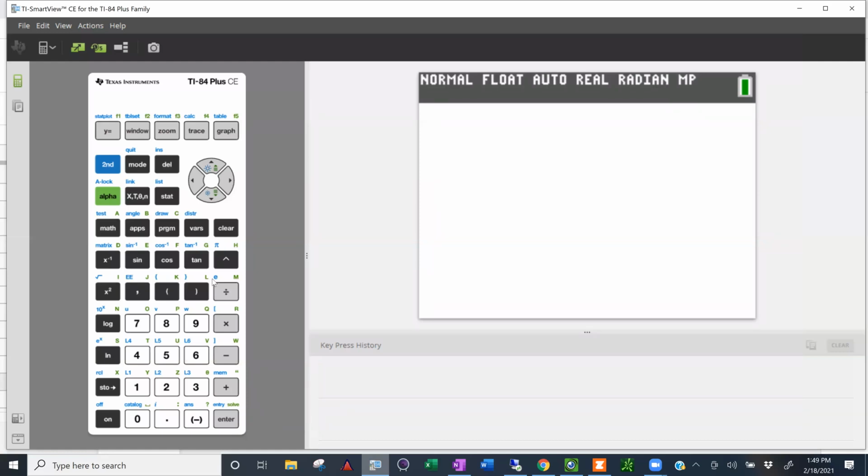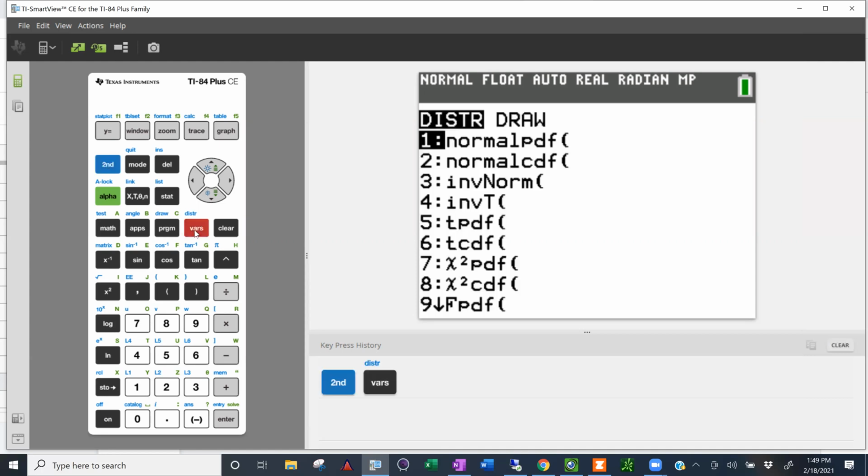First of all, to find your commands that deal with distributions, you're going to go to this key. But we need distributions, which is above that in blue, suggesting that we need to hit the second key here. So second, and then distributions. You want the normal CDF. Do not use the normal PDF. So let me scroll down here one step.